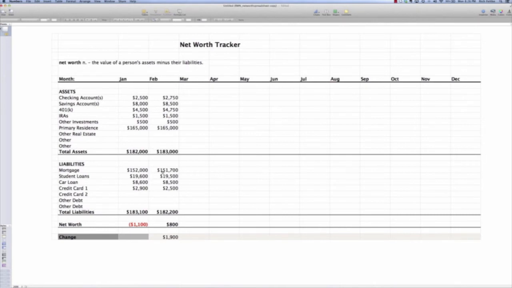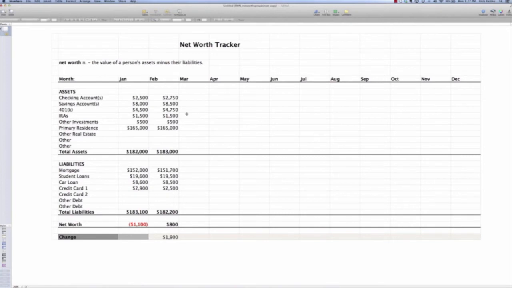But here now, the mortgage, they pay down a little. The student loan paid down a tiny bit. The car loan, a little bit. And the credit card, look at that. So this person put a little bit more in savings, didn't spend quite as much, paid off some debt, and voila, look at that. We now have a positive net worth, and the change here is positive. Now, $1,900 difference and a positive net worth.